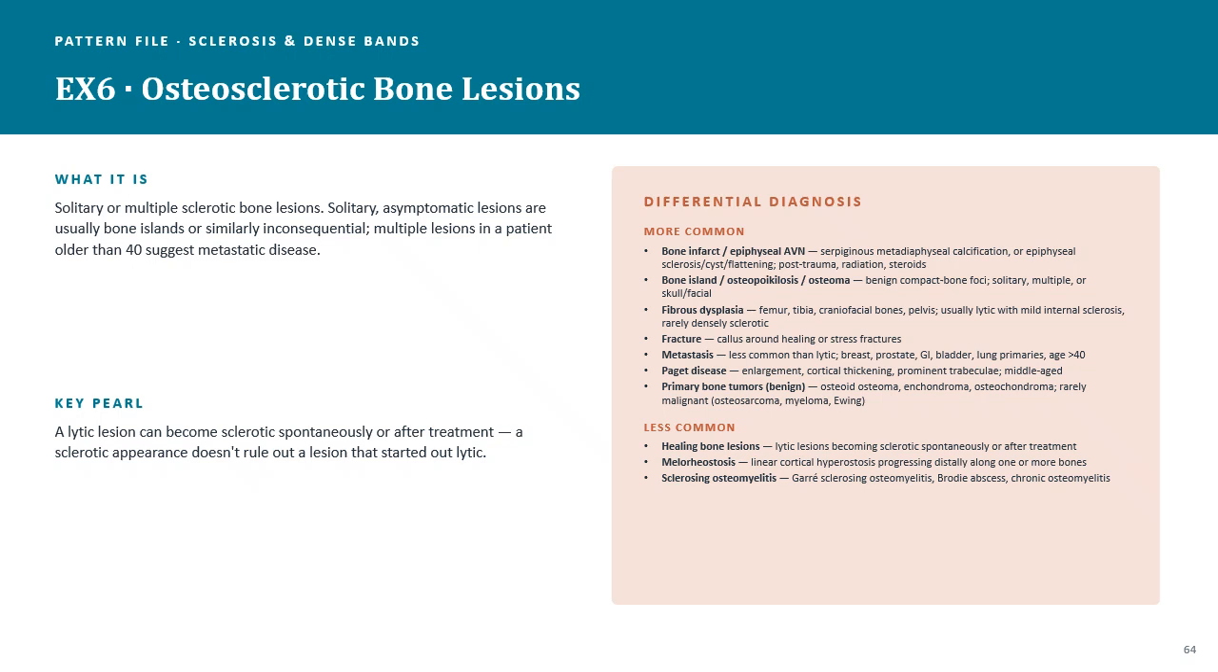So again, when we're looking at osteosclerotic bone lesions, it basically just means that the bone itself looks more white or more dense than normal. Then the radiologist or doctor has to ask themselves, is it just one lesion or are there multiple lesions? They also take a look at the patient's age and the rest of the bone pattern to help nail down what disease process is actually happening within the patient.